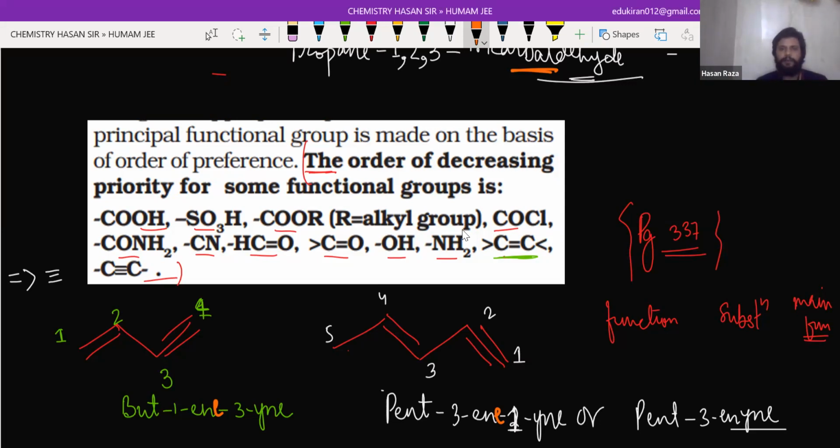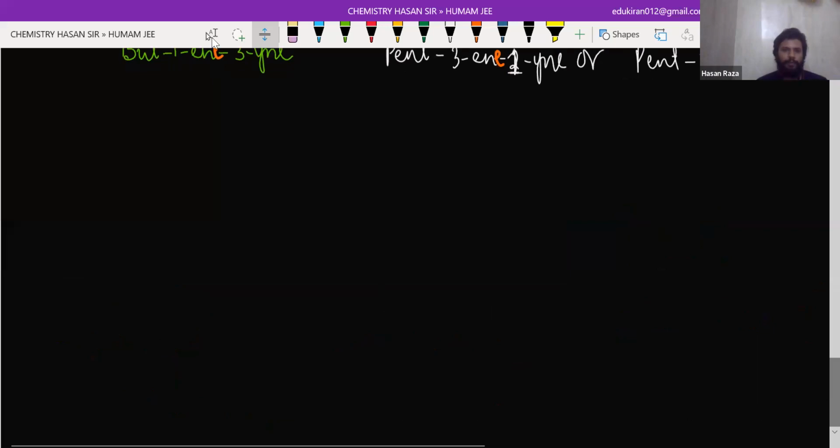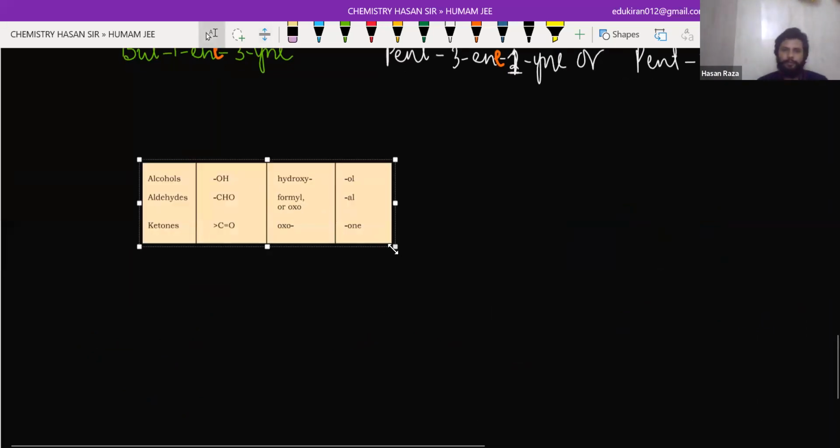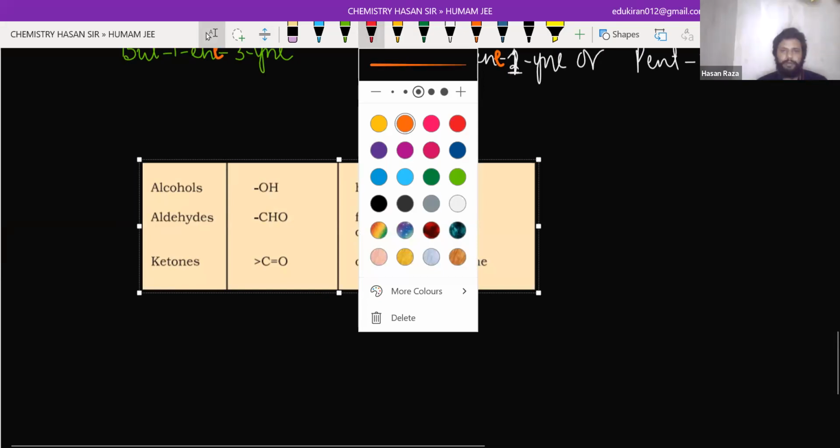Can you change the slide? Yes. I have just taken out from the NCERT this part. This is your, just wait a minute.